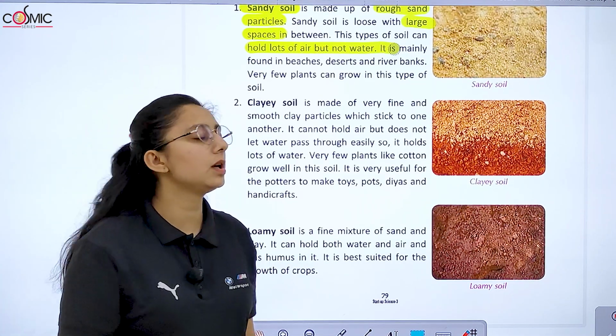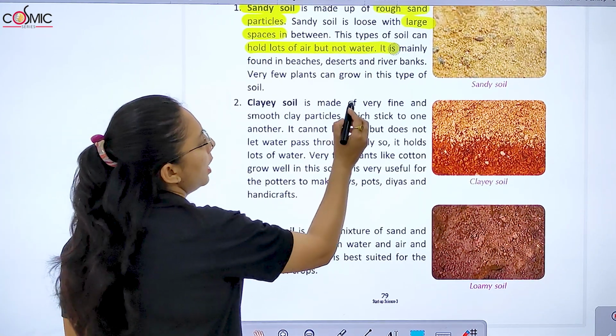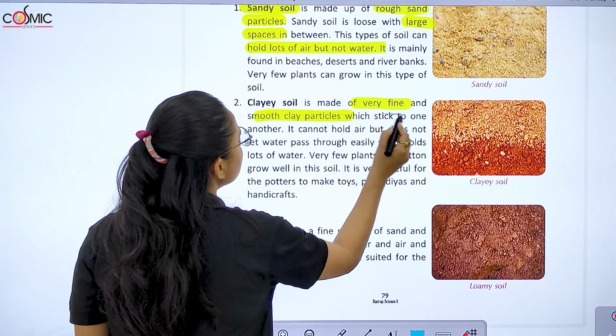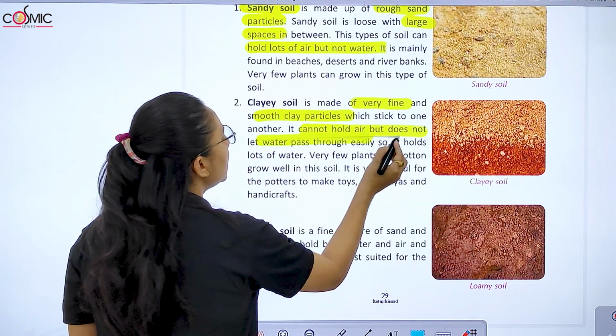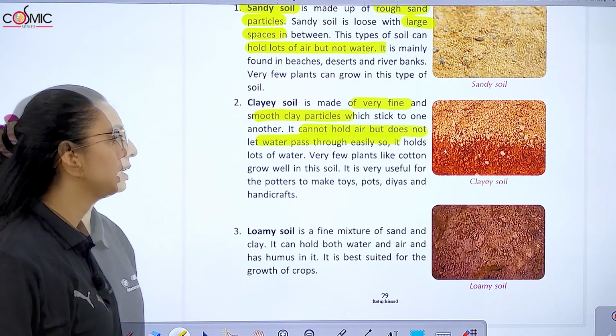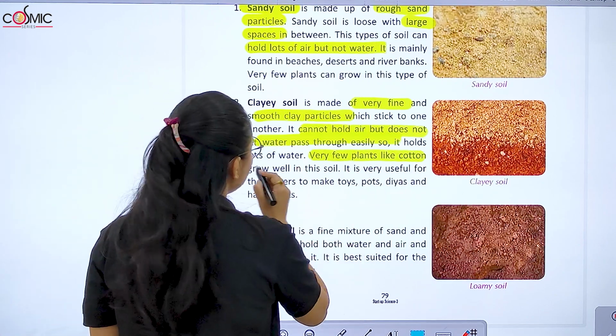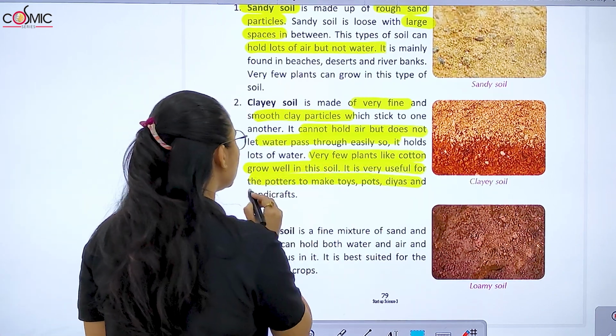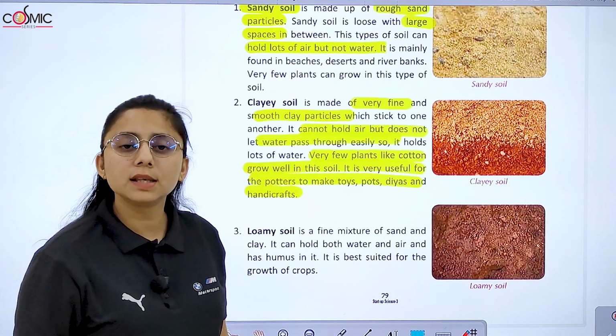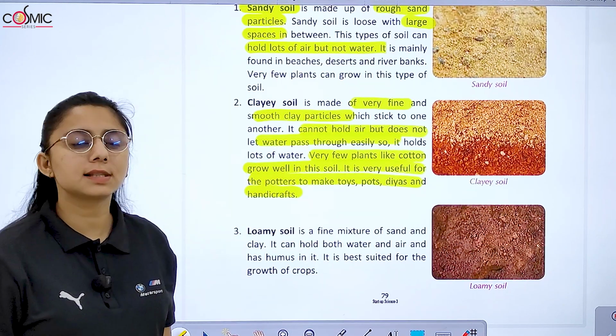Now we have clayey soil. It is very fine, बहुत fine होती है. इसमें बहुत smooth clay particles होते हैं जो stick करते हैं one another. It can hold air but does not let water pass through. It holds lots of water. Very few plants like cotton grow well in this soil. It is very useful for the potter. इससे हम toys, इससे हम pots, diyas, ये सब बना सकते हैं.